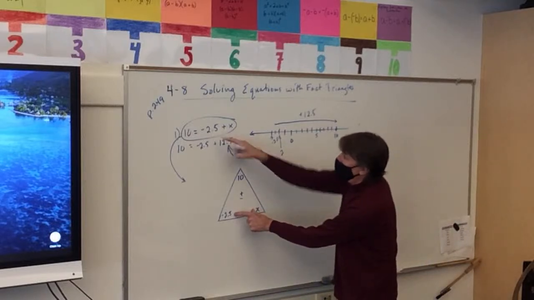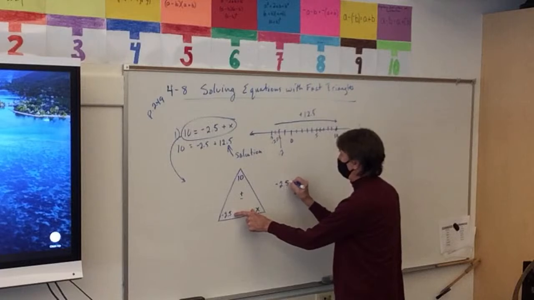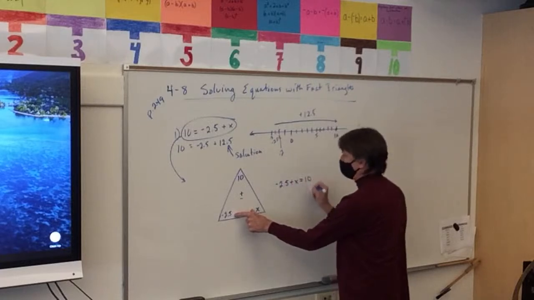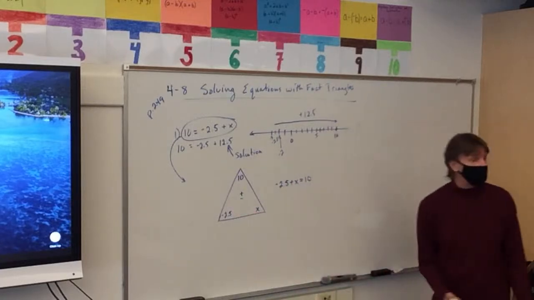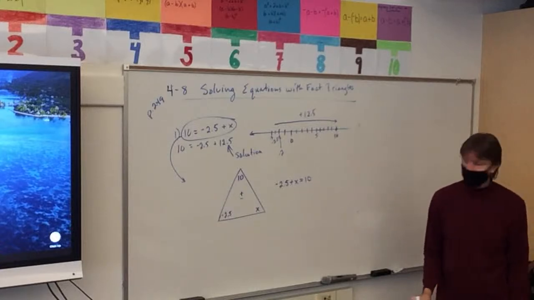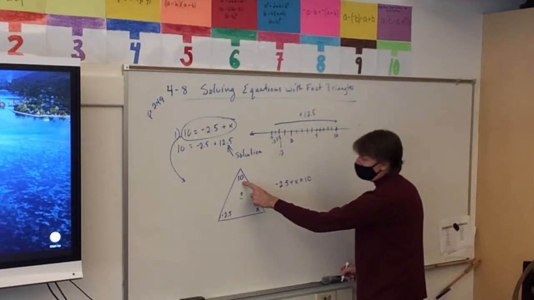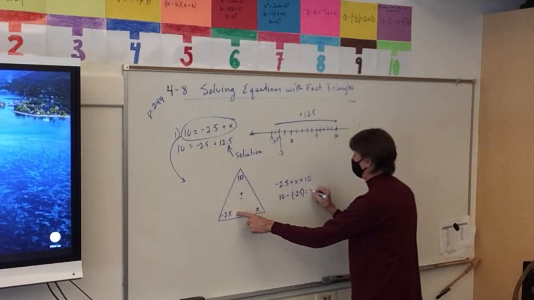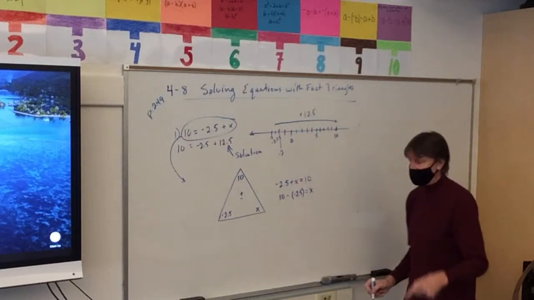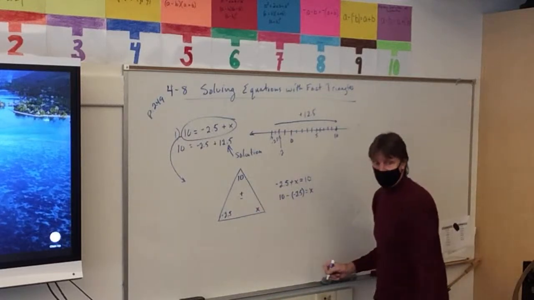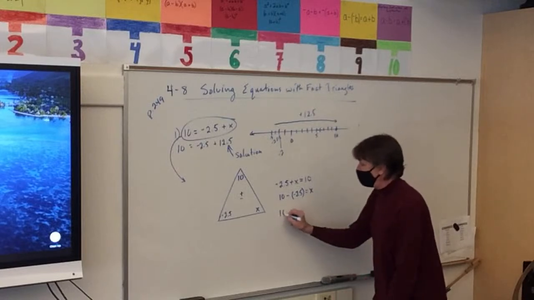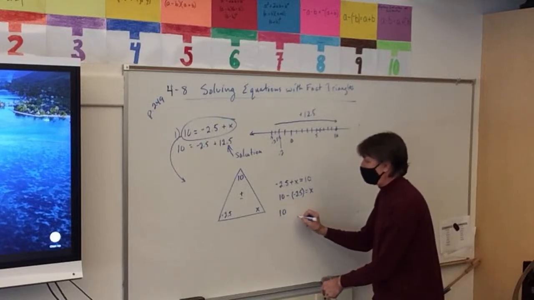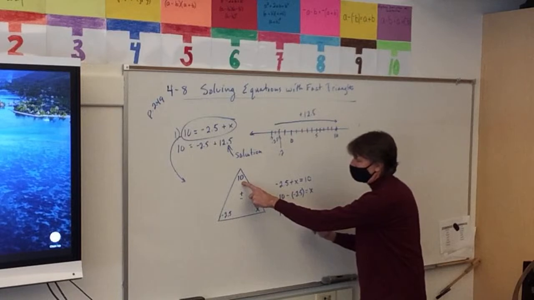That's this one, isn't it? Yeah, -2.5 plus 10. Okay, now what else can we write? 10 minus negative 2.5 equals x. What's the other one, James? Just minus x. Plus x, sorry. x minus 10, 2.5.